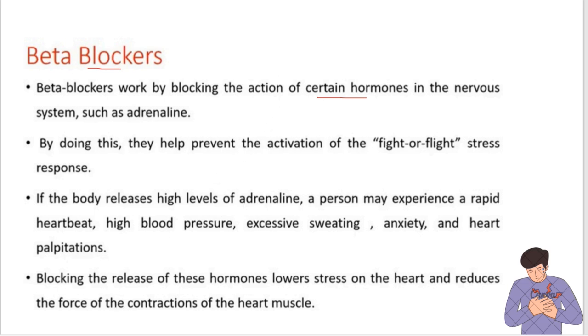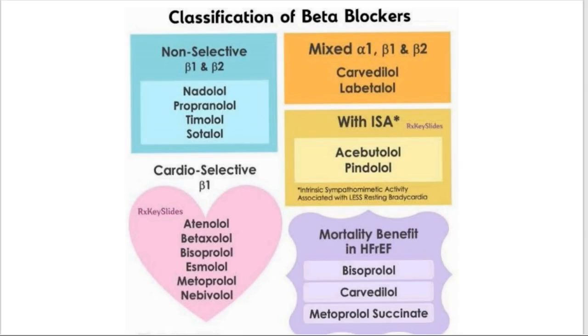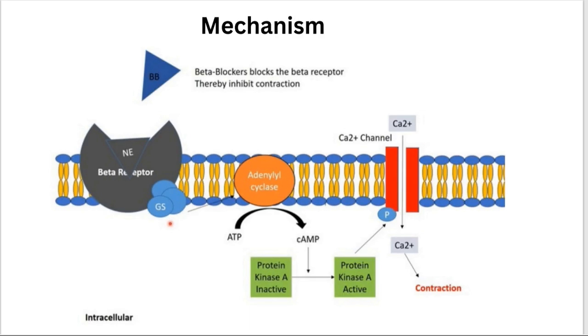Now let's see a few examples of beta blockers. So we have beta blockers classified as non-selective, mixed, intrinsic activity showing, cardioselective, etc. The important examples of your beta blockers are propranolol, timolol, sotalol, atenolol, bisoprolol, esmolol, pindolol, carteolol, labetalol, carvedilol, etc. Okay, let's move ahead to the very important part, that is the mechanism of action.